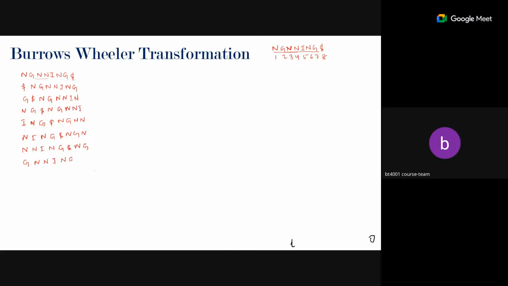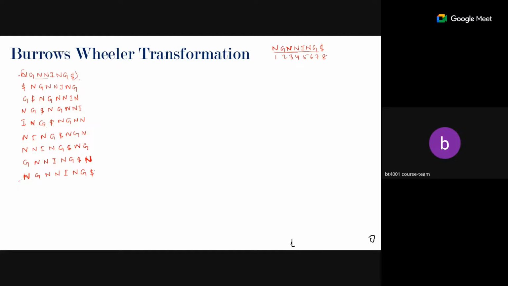GNNING dollar W. Then W. Sorry, this is N. Then we have N, G, I, N, G dollar. Okay, this is basically the first one. We don't need repetition. We can just use one of these.